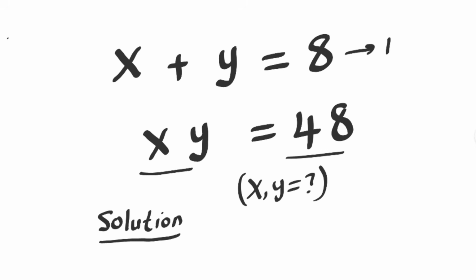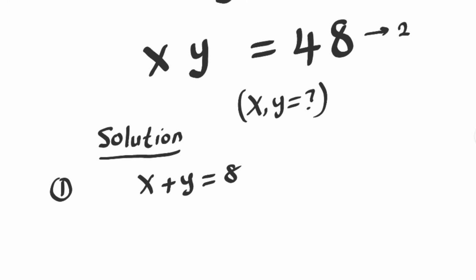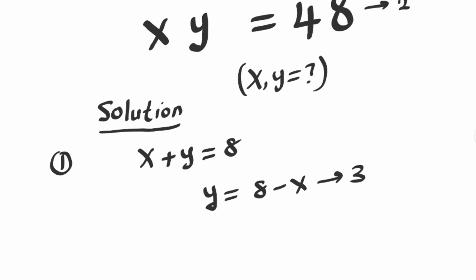xy is equal to 48. Let us call this equation 2. From equation 1, x plus y is equal to 8. Let us make y the subject of the formula. y is equal to 8 minus x. Let us call this equation 3.